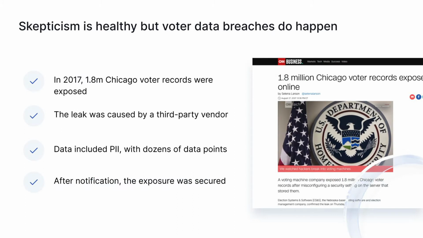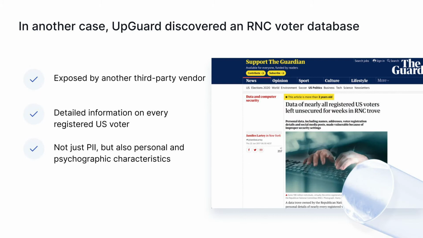In 2017, UpGuard researchers identified a cloud storage bucket containing database backups with information on about 1.8 million Chicago voters. The database had been produced for the Chicago Board of Election Commissioners by Election Systems and Software, one of the major voting system vendors in the U.S. The data included individuals' names, addresses, phone numbers, dates of birth, driver's license numbers, partial social security numbers, and dozens of other data points. After notifying ES&S, the exposure was quickly secured. In another case, UpGuard analysts discovered a downloadable copy of the Republican National Committee's voter database. This instance of the database had been exposed by Deeproot Analytics, a voter intelligence firm.